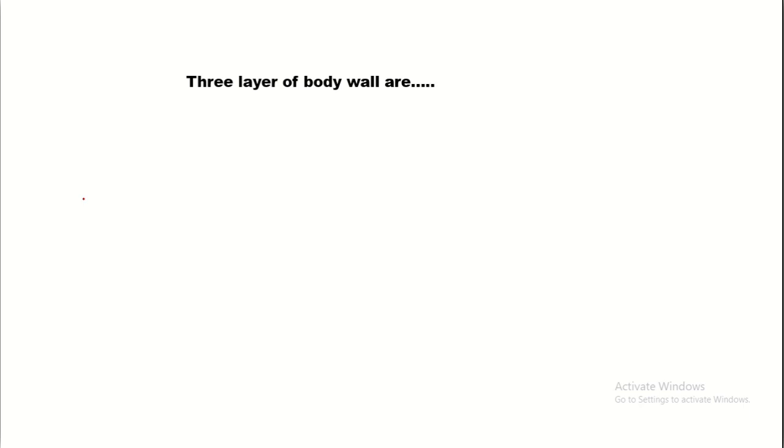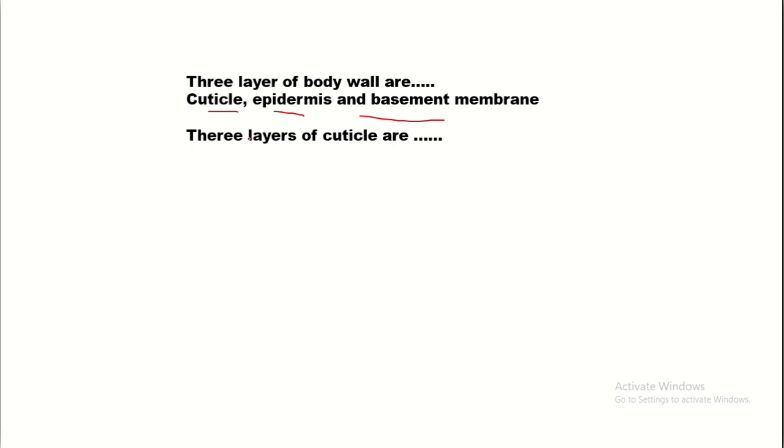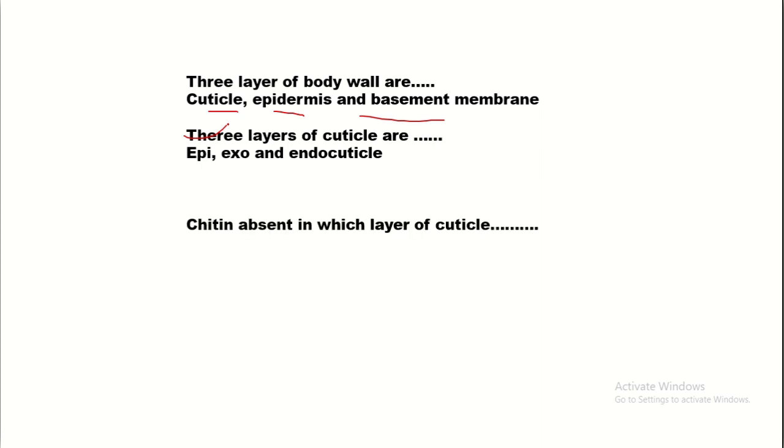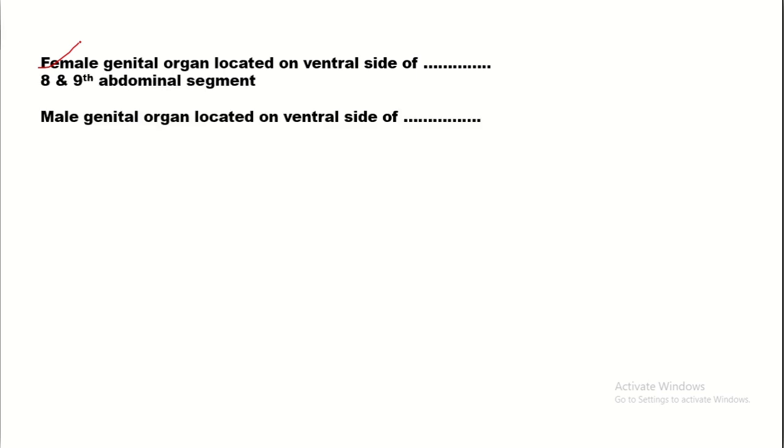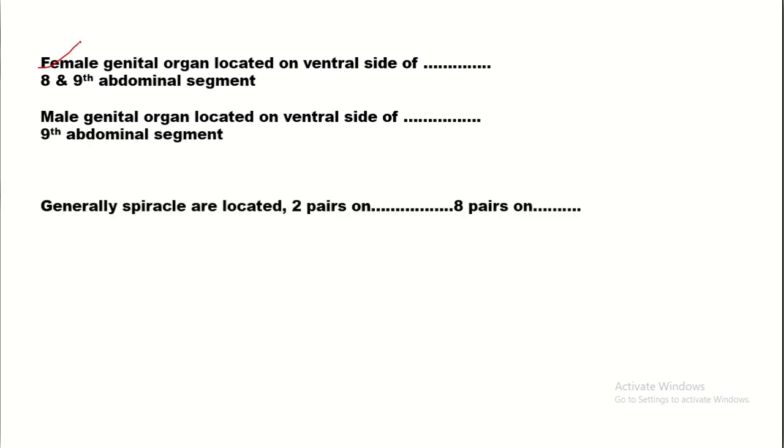Three layers of insect body wall are cuticle, epidermis and basement membrane. Three layers of cuticle are epicuticle, exocuticle and endocuticle. Chitin is absent in which layer of the cuticle? In the epicuticle, chitin is absent. Female genital organs are located on the ventral side of the 8th and 9th abdominal segments. Male genital organ is located on the ventral side of the 9th abdominal segment.